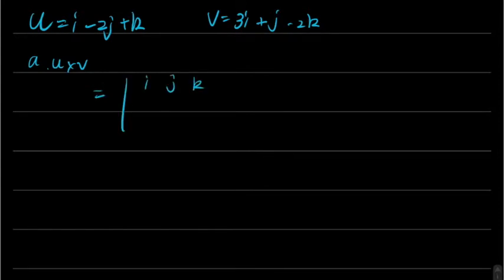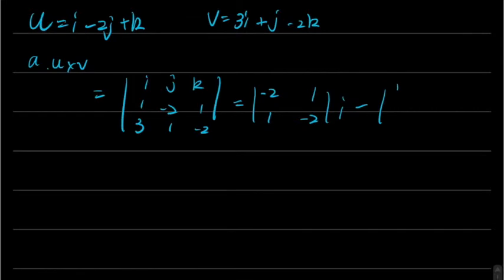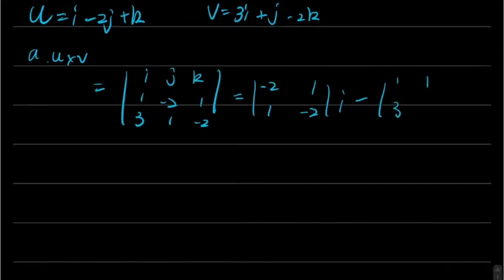And let's go over the rule shown early in the video. At the end of solving this equation, we get 4 minus 1 times i minus negative 2 minus 3 times j and 1 plus 6k. The final answer should be 3i plus 5j plus 7k.